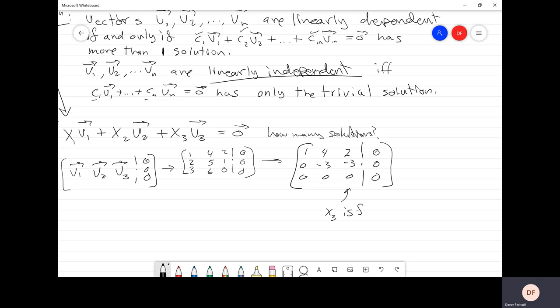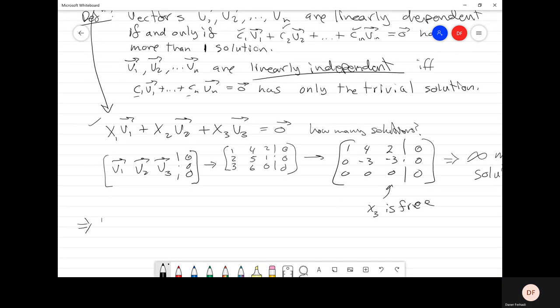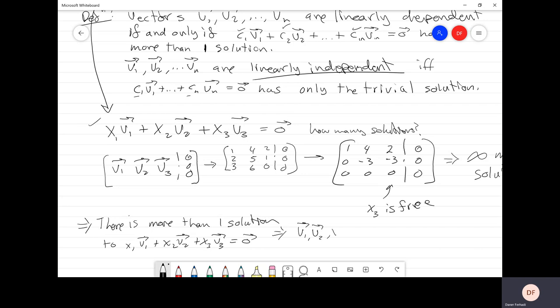So basically, this tells me X3 is free. Okay. So this tells me there are infinitely many solutions. So this tells me that there is more than one solution to X1 V1 plus X2 V2 plus X3 V3 equals 0. So therefore, V1, V2, and V3 are linearly dependent.